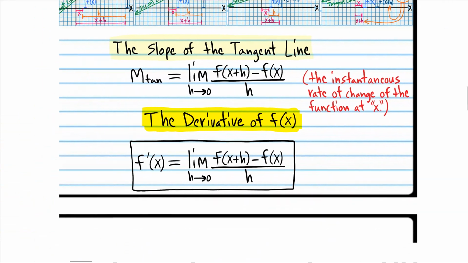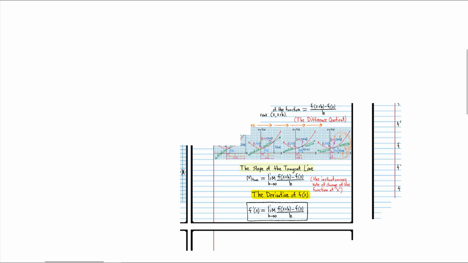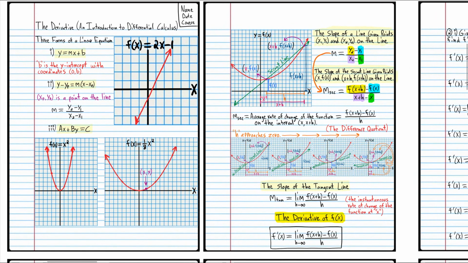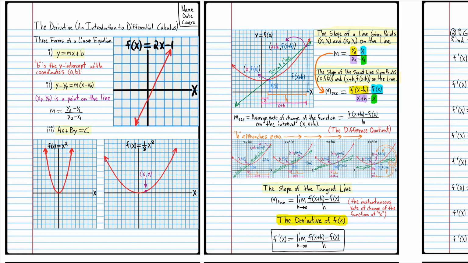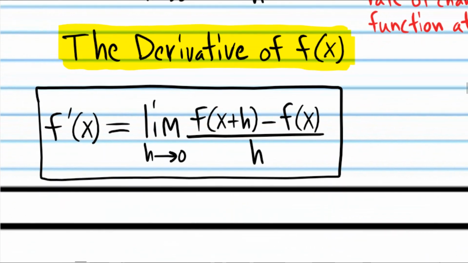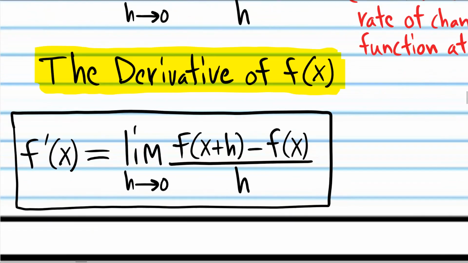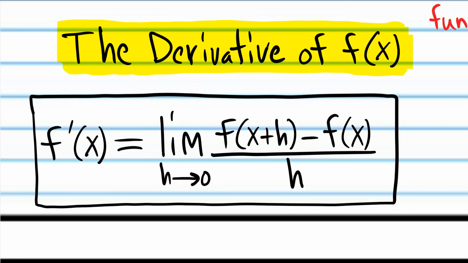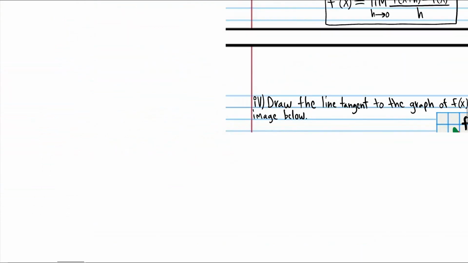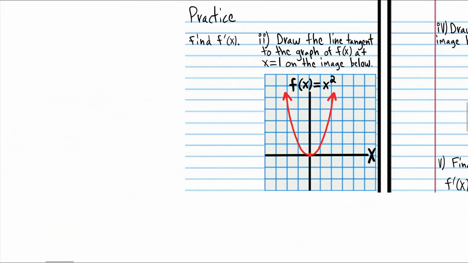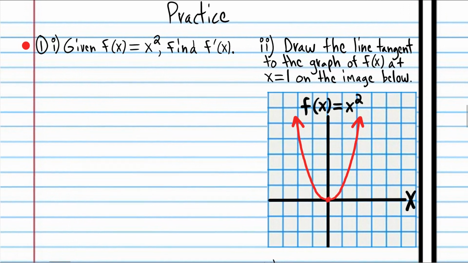Okay, so I want you to get a picture of all this. And I especially want you to get a picture of this formula here. This is the derivative formula. Again, this is the foundation of the entire calculus curriculum, is this formula here. So now let's see how we can use this formula to find the instantaneous rate of change of the function at a point. In other words, the slope of the tangent line to a point on the graph.